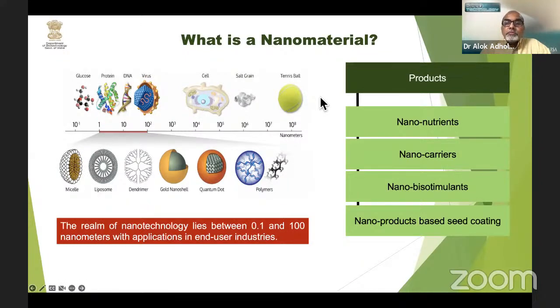And in this quest, we try to develop the regulatory systems and frameworks which can help regulators worldwide, and also within our country in India, to see that the materials which come out are not only functionally beneficial to crop productivity, but also safe and securing the environment. Now, the products that we are talking about in the agriculture area include the nanonutrients, the nano carriers, nano biostimulants, which are the new emerging areas, and the nano product based seed coating.